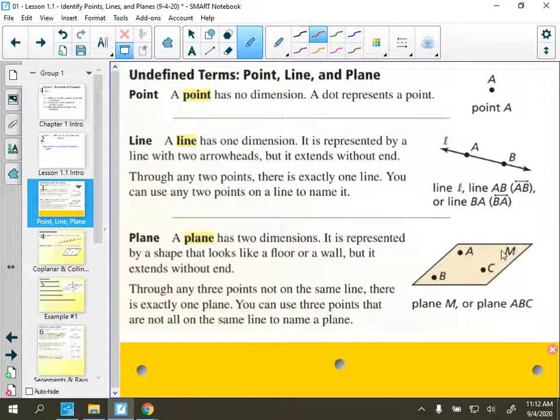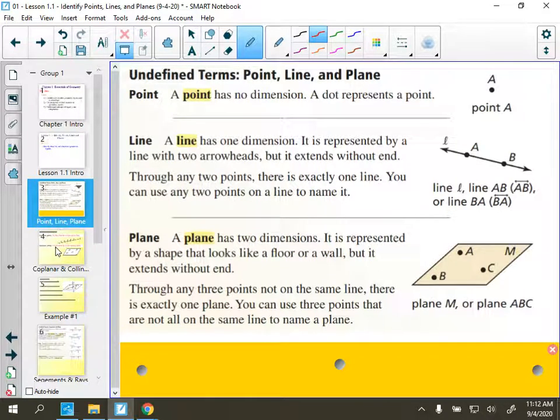It would be a capital letter in the corner of your plane, and there would not be a point by it. Sometimes you have this option, sometimes you don't. If there was no M here, it would kind of force us to say plane ABC. Okay, so there's our three undefined terms: point, line, and plane. There's some specifics on how we name them, how we abbreviate them. Make sure to add that to your notes.